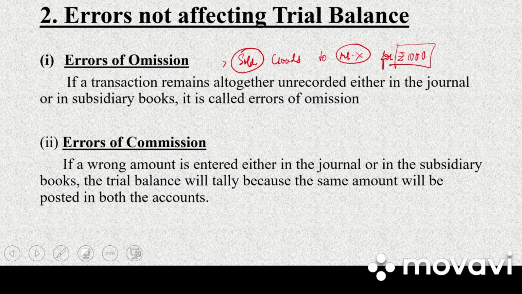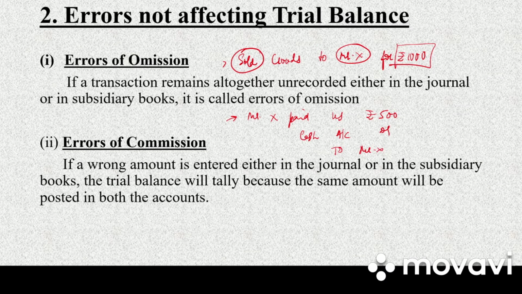Then we have errors of commission. If a wrong amount is entered either in the journal or in the subsidiary book, the trial balance will tally because the same amount will be posted in both the accounts. Say for example again, Mr. X paid us rupees 500. So what is the entry? Cash account debited to Mr.